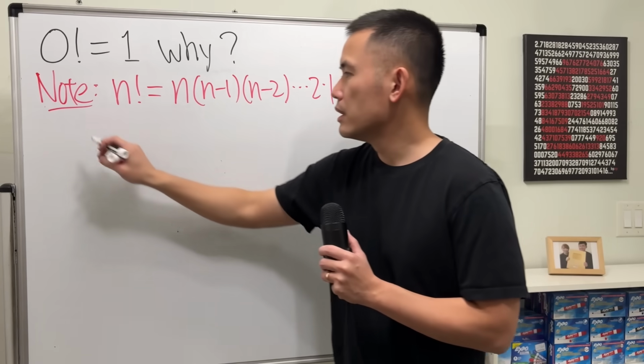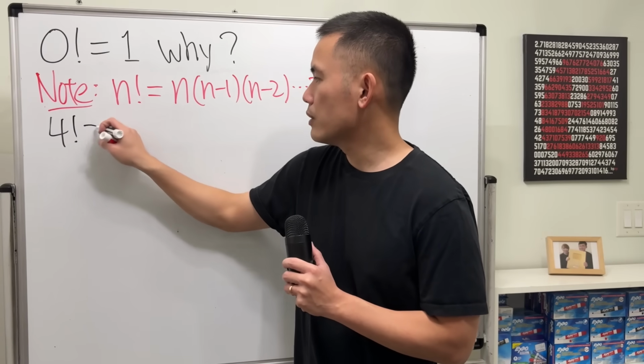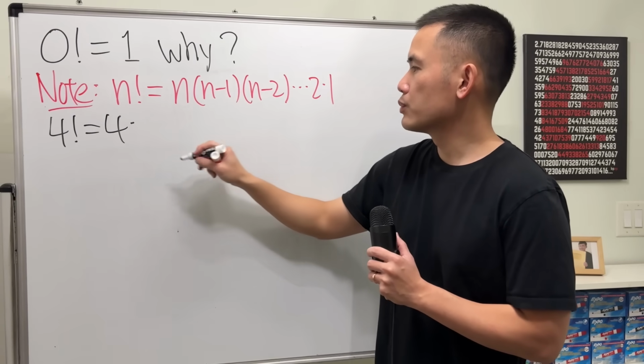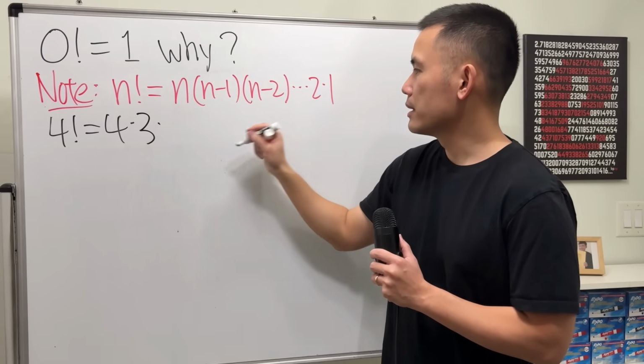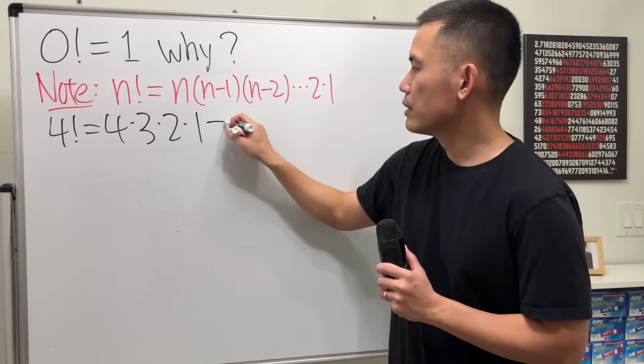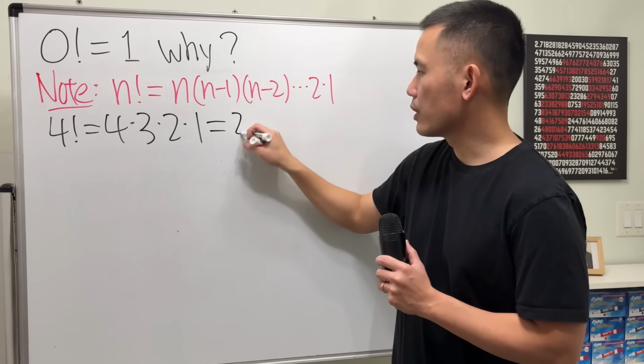So for example, if you have 4 factorial, plugging 4 into here, we get 4, times 4 minus 1 is 3, times 4 minus 2 is 2, and then once you reach 1, you are done. So 4, 3, 2, 1, multiply them, we get 24.